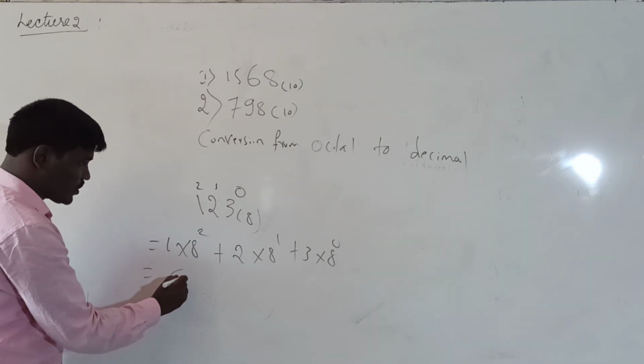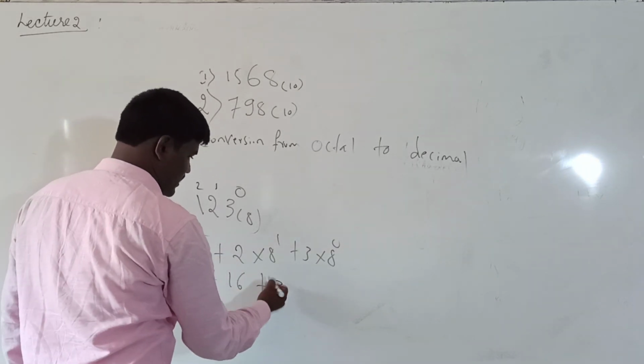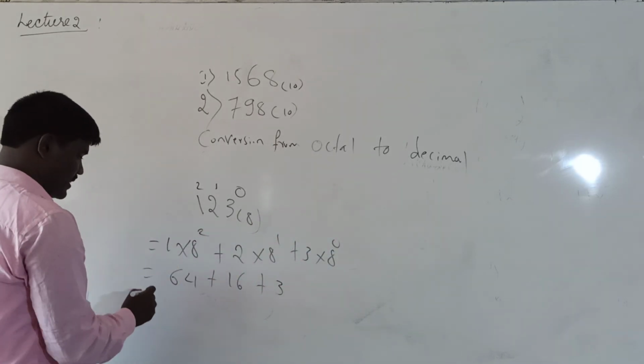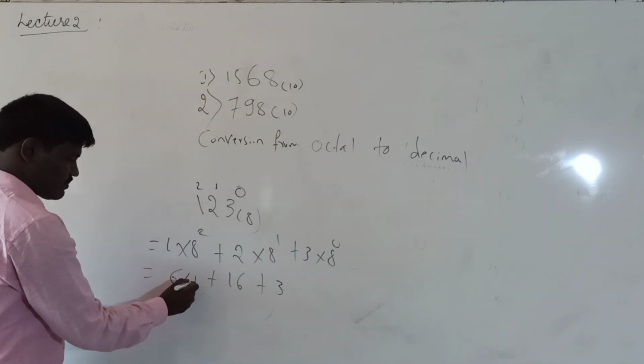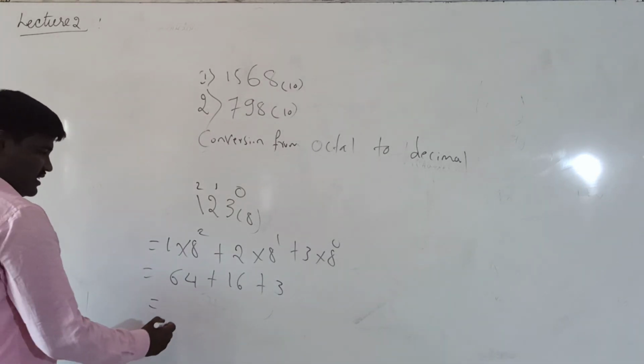8 squared is 64, plus 8 into 2 is 16, plus 3. 8 raised to 0 is 1. 64 plus 16, that is 80. 80 plus 3 is 83.